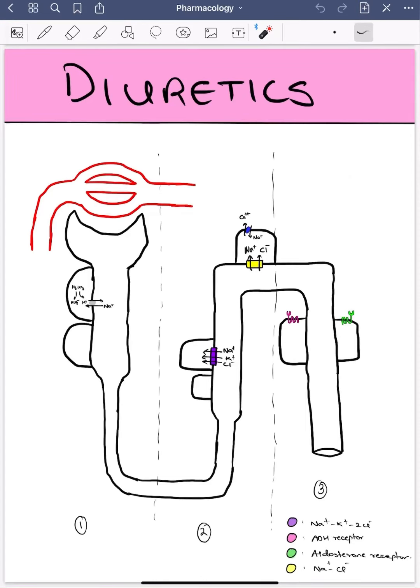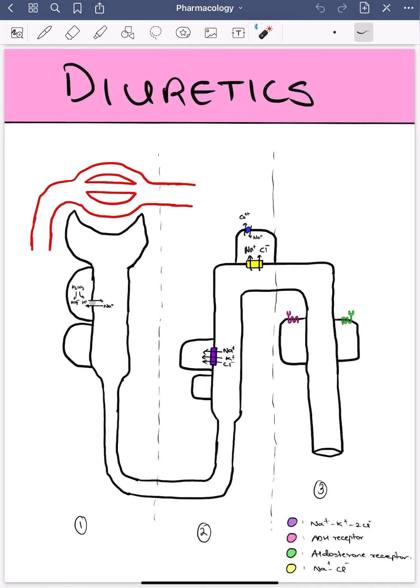In this video, we'll be discussing diuretics. Now, diuresis is the increase or excessive production of urine. Let us look into the normal physiology of urine formation to better understand the mechanism of action of these diuretics.